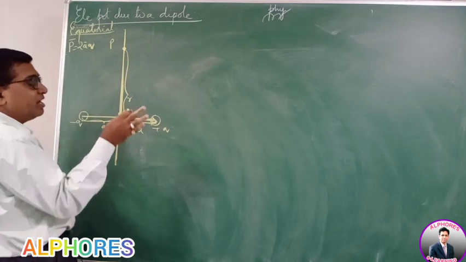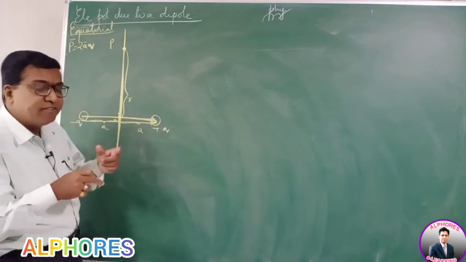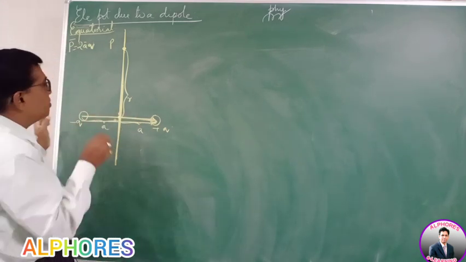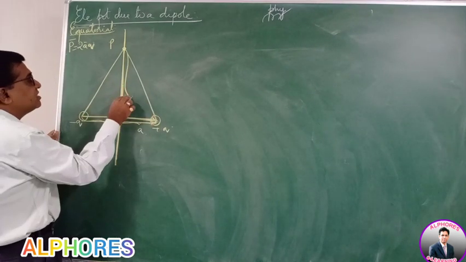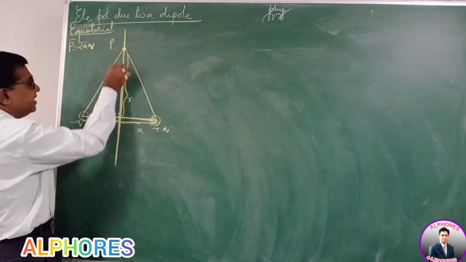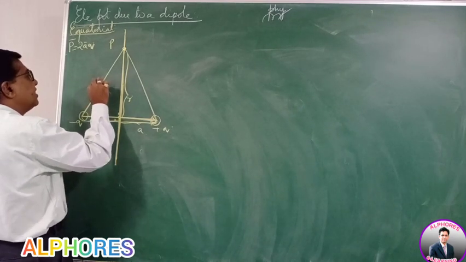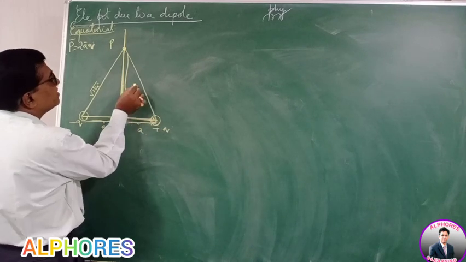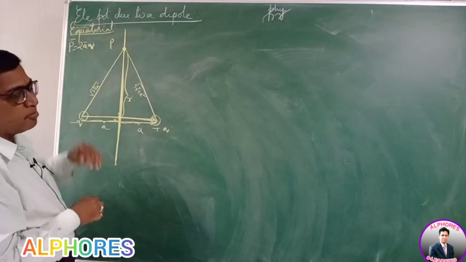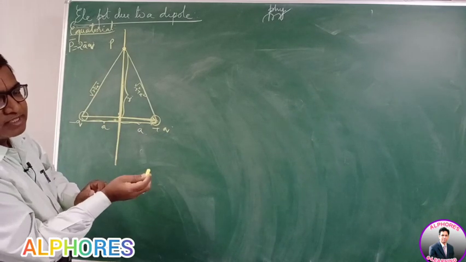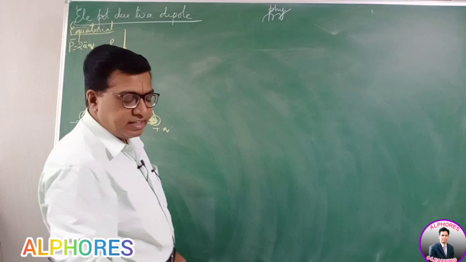To find the potential, I have to find the potential due to each charge. What is the formula? 1 by 4 pi epsilon naught, q by r, where q is the charge and r is the distance from the respective charge. So I have to find the distance of the point from each charge. These three form a right angled triangle. If this is r and this is a, the distance is under root of r square plus a square. Similarly for the other charge, it is under root of r square plus a square. So both charges are at the same distance, root of r square plus a square, from the point P.